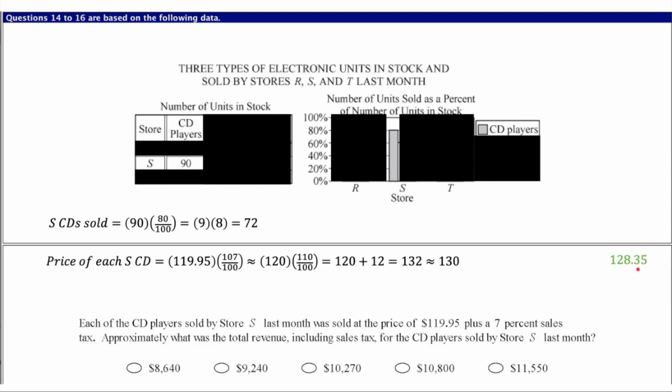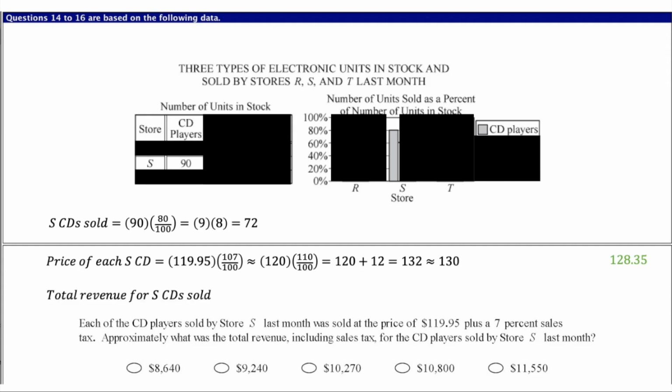Okay, so now we know the number of CDs sold by us and the price of each of those CDs. What are we trying to find here? We're trying to find the approximate total revenue, including that sales tax, for the CD players sold by Store S last month. Okay, so how do we find revenue? Well, revenue is the amount of money brought in by sales. So here we know that we sold 72 CDs. Each of those CDs brought in about $130. So to find that total revenue, we're going to multiply the number of CDs sold times the price of each of those CDs.